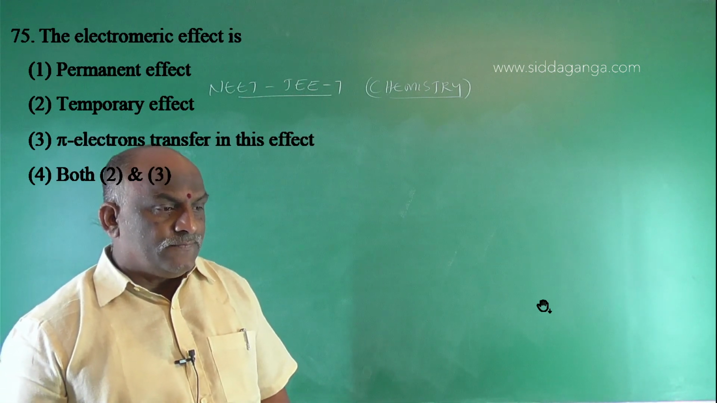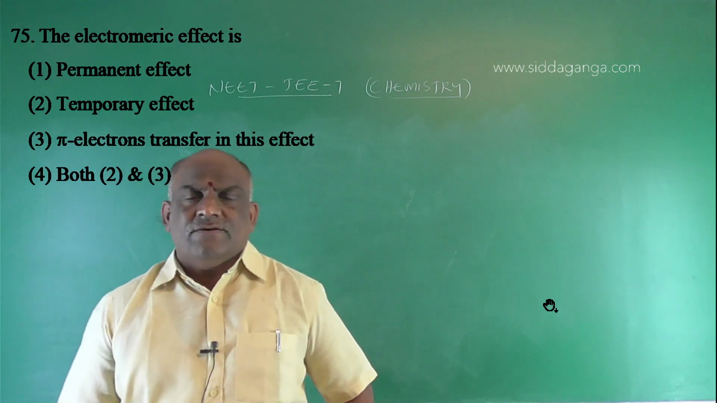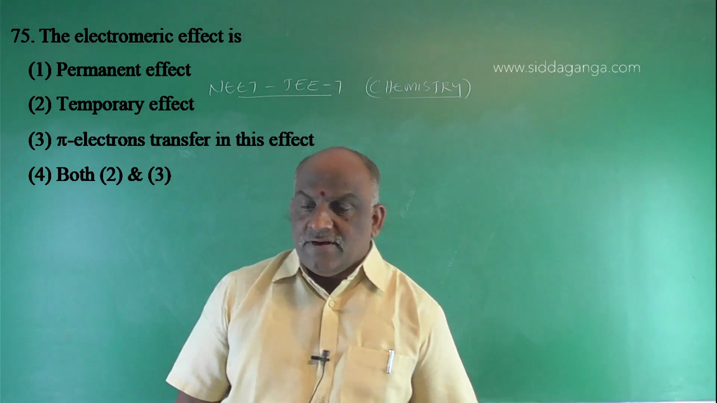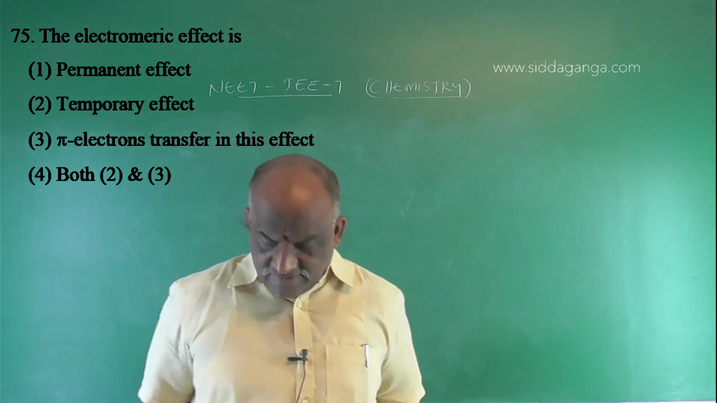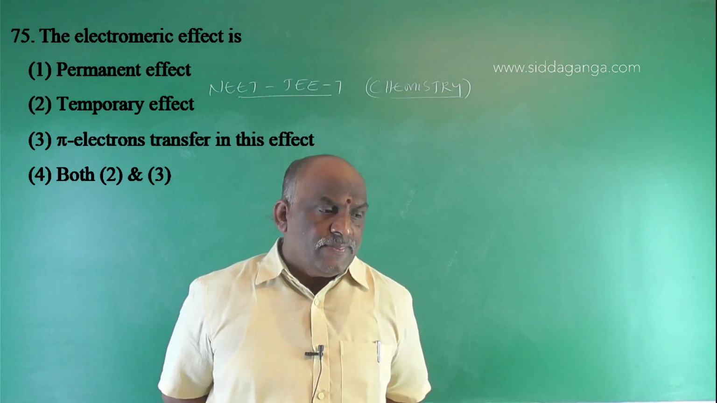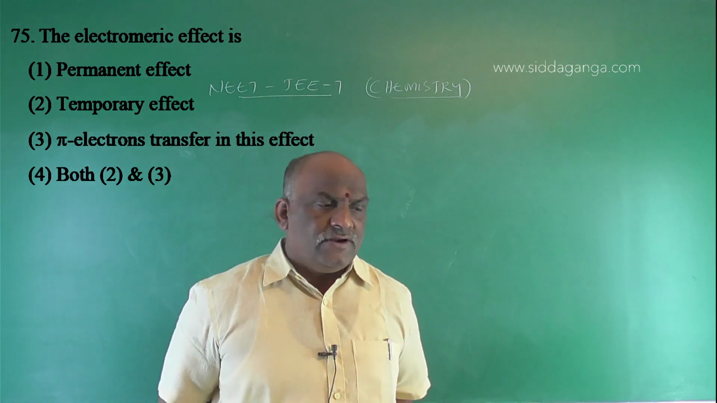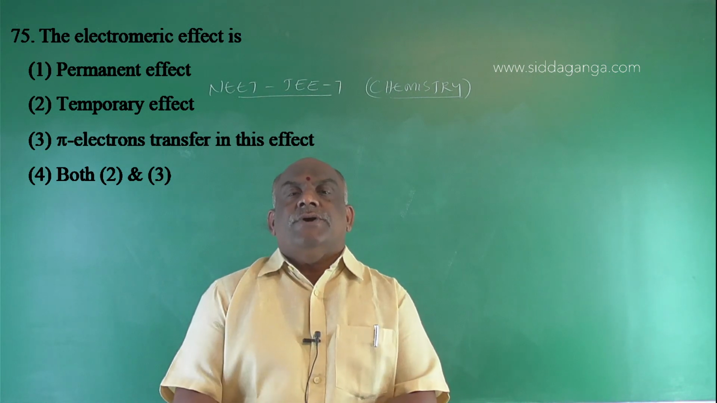And next, the electromeric effect. This is also a concept background question. The statement that the electromeric effect is a permanent effect is 100% wrong. The inductive effect is a permanent effect. The electromeric effect is not permanent; it is a temporary effect, that is right. Pi electrons are transferred in this effect, this is also correct. So option 2 and option 3.